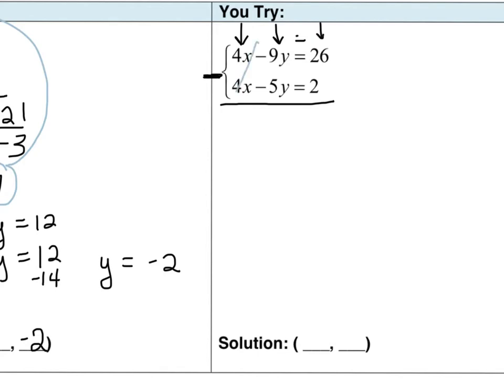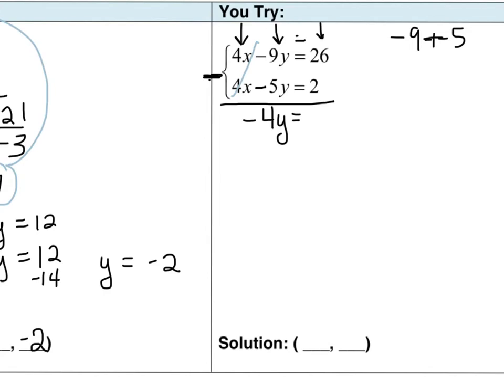So let's cross those out. Don't forget, this is a subtraction problem, so be very careful when you are subtracting. It's going to be negative 9 minus negative 5, which is basically going to turn the minus negative into a plus. So it's going to be negative 9 plus 5, because it looks like this. So negative 9 plus 5 is negative 4y.